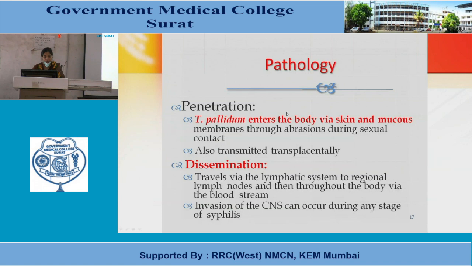So penetration first: Treponema pallidum enters into the body via the skin and mucous membrane through abrasion during sexual contact, and is also transmitted transplacentally. Second is dissemination: they travel via the lymphatic system to regional lymph nodes, and then throughout the body via the bloodstream, and invasion of the CNS can occur during any stage of syphilis.